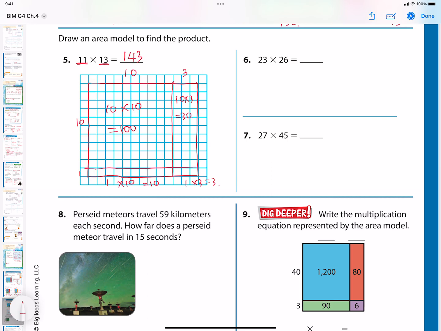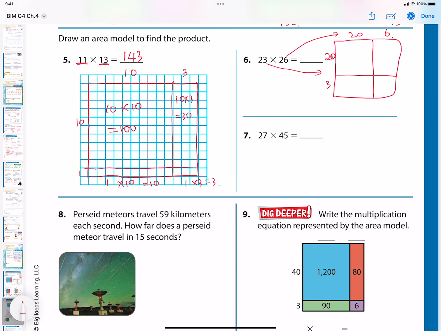All right, okay, number 6. I'm going to draw this. Okay, you don't have to use grid paper all the time. Just split them into 4 areas, and I'm going to break this down into what? 20 plus 3 and 20 plus 6. Make sense? I'm going to move this to column and this to the row. But to be honest, remember commutative property of multiplication? You can switch around.